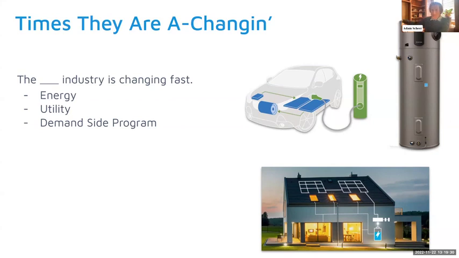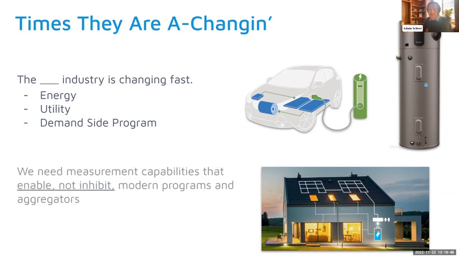So distributed energy resources in general are being utilized and integrated into the electric grid system in a way that they never were before. This obviously is creating a huge stress on the grid, and it gets back to some of my earlier statements about the need for demand side resources. So we need measurement capabilities that will enable, not inhibit, these types of modern programs and the aggregators who can bring them to bear.